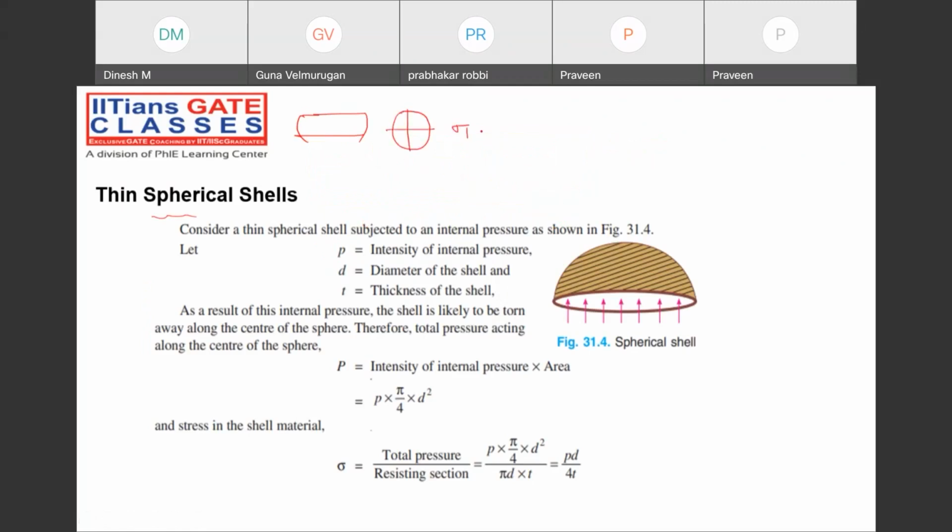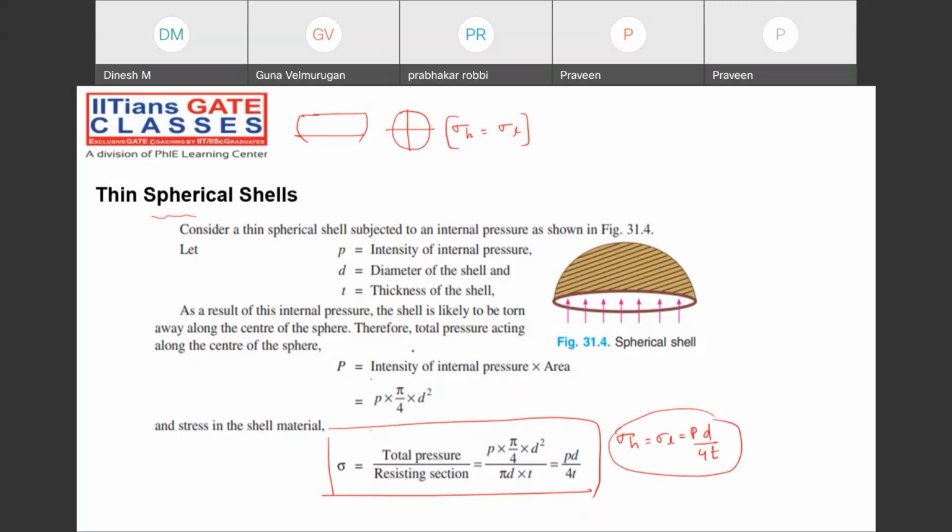So whatever the hoop stress is, that is equal to what? The longitudinal stress. There will not be that much difference. So both are going to have the same formula. Not only the formula, PD divided by 4t. Hoop stress and longitudinal stress will both be PD divided by 4t, my dear friend. All the things will be equal.